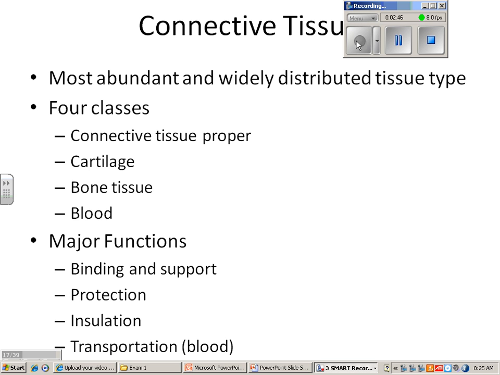Now with connective tissue, we do have 4 classes to consider. We have connective tissue proper, we have cartilage, we have bone, and then we have blood. So those are the 4 classes we'll be talking about. Now here are the major functions of connective tissue. Obviously binding, it connects. And then support, it's a supportive tissue, that's why it is the binding tissue. It is protective, it is insulating, and the last function being transportation. And the blood class is what we consider to have that major transportation function.